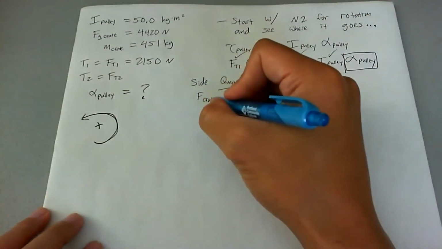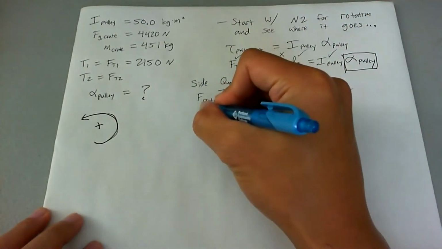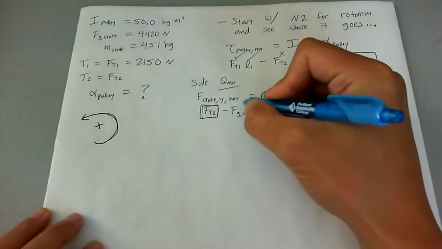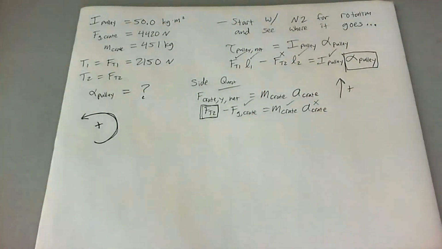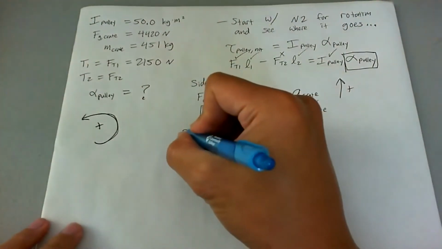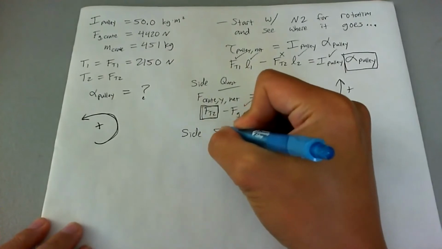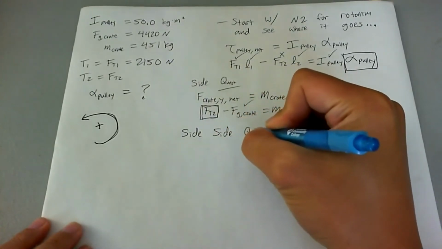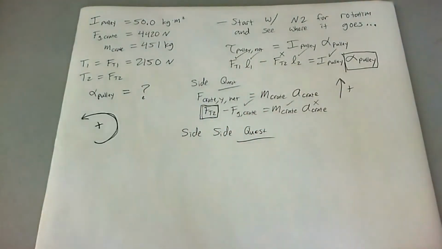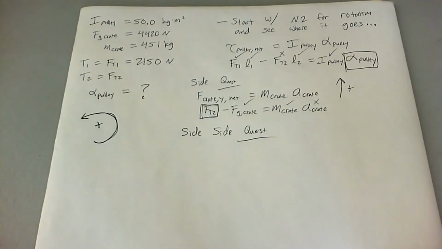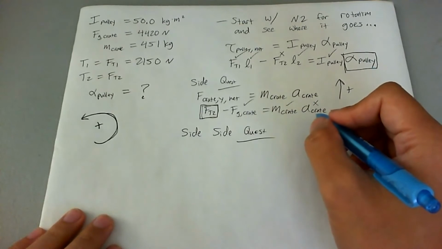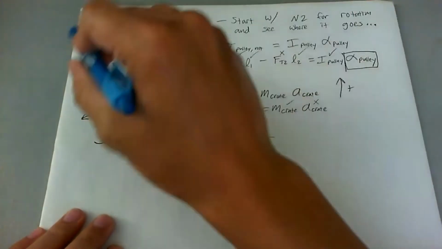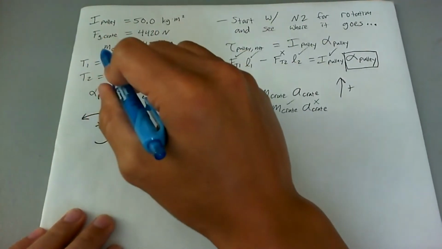Let's see, now I'm confused. We're trying to find Ft2 in the side quest. We know Fg of the crate, we know the mass of the crate, but we don't know the acceleration of the crate. Darn it. Well, let's do another side quest. We've never done a side quest before, so why not start now? Side quest: how do we find the acceleration of the crate? We can link it to something that we need to find or already know.